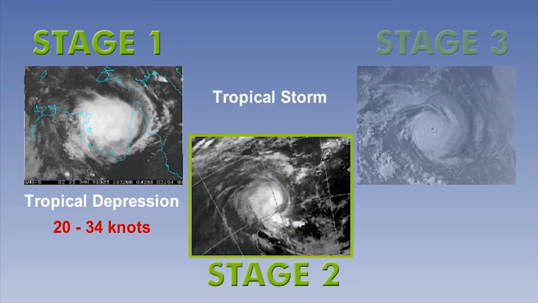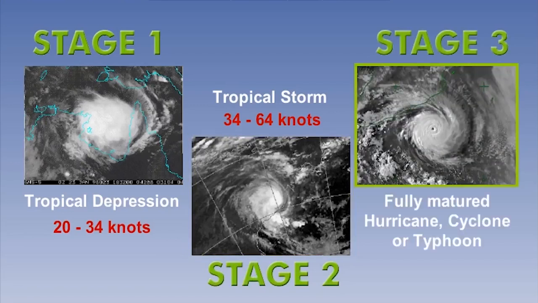Stage 2 is the tropical storm and starts when the system becomes more organised with surface winds of 34 to 64 knots. The storm will now be given a name. These names follow in alphabetical order, alternating between the male and female genders, starting at the beginning of the alphabet with each new storm season in each storm region.